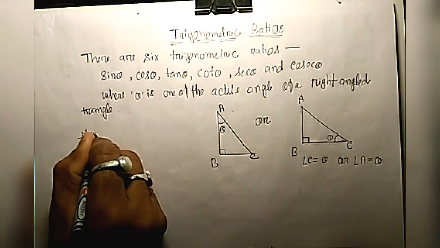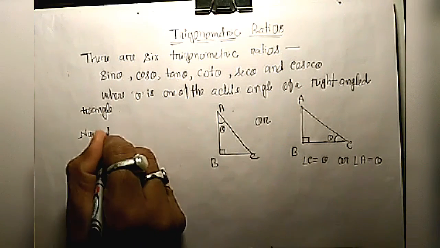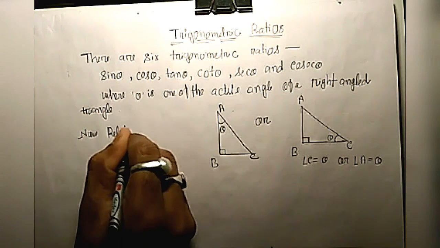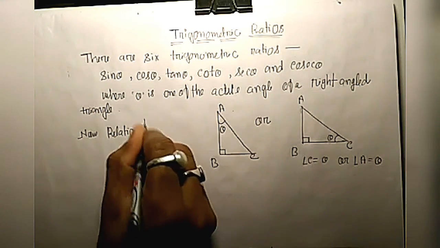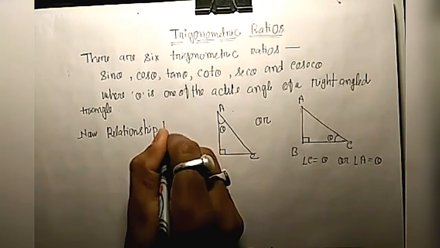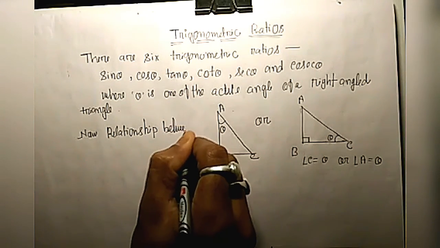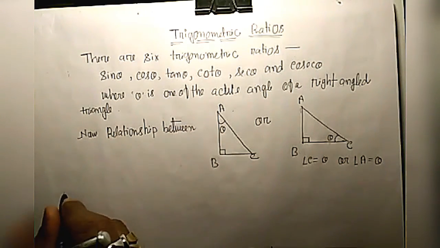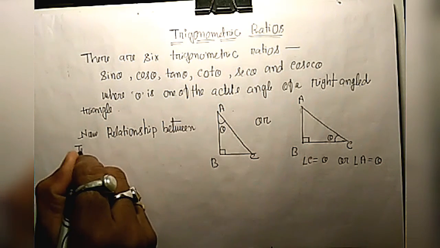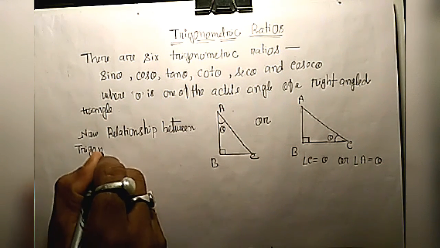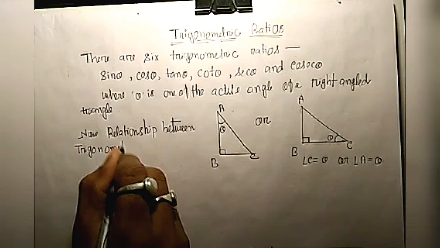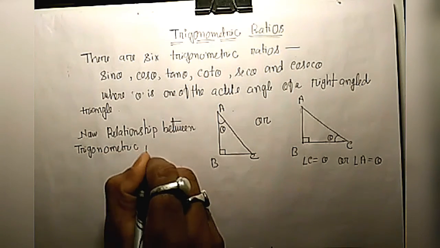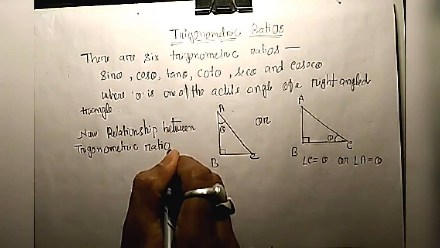So next, now we should know the relation between the trigonometric ratios. So what are the relationships between trigonometric ratios? We should know the relation among the trigonometric ratios.